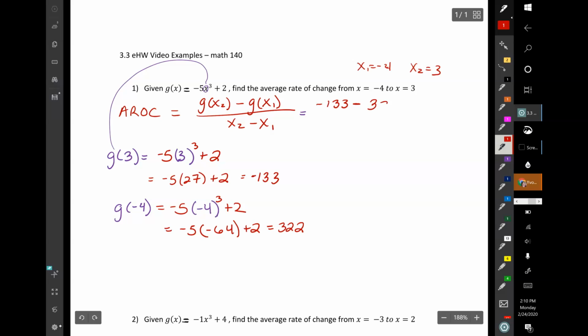So 322 gets subtracted off. I have my x sub 2 in the denominator, which is 3. So to write that, minus x sub 1, which was the negative 4.